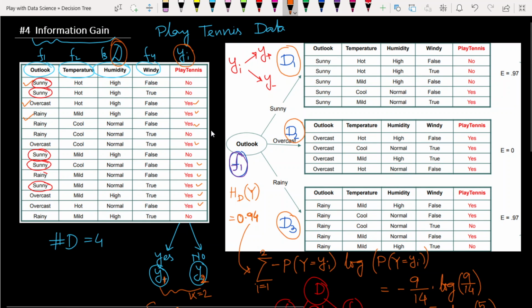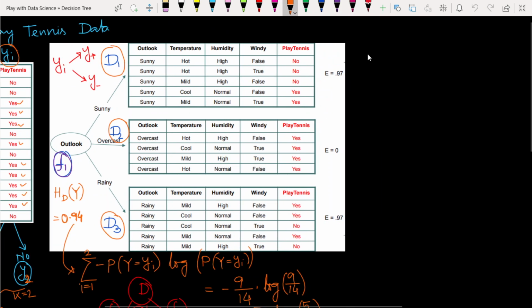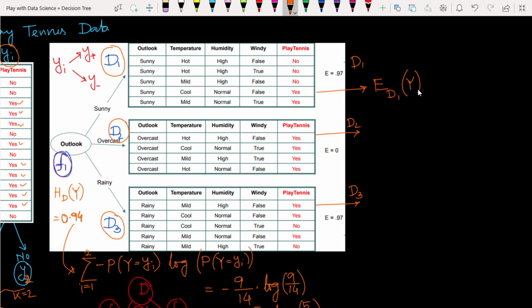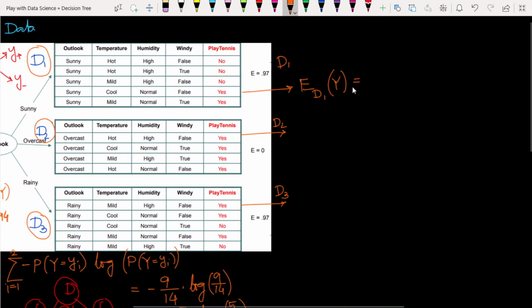Now we will calculate the entropy for each data set. So what will be the entropy here? Entropy for the D1 data set, the sample D2 data set, and the sample D3 data set. Now what is the entropy of the data set D1 corresponding to the variable y? What will this value be?